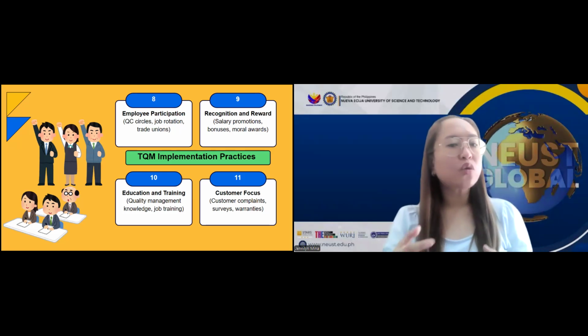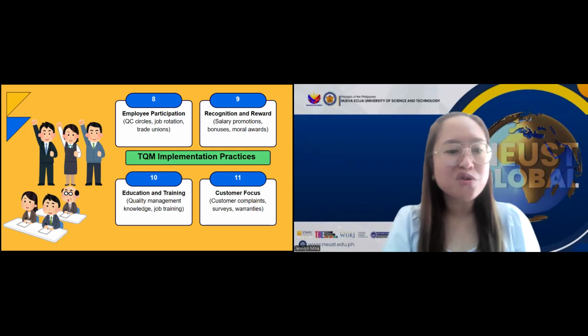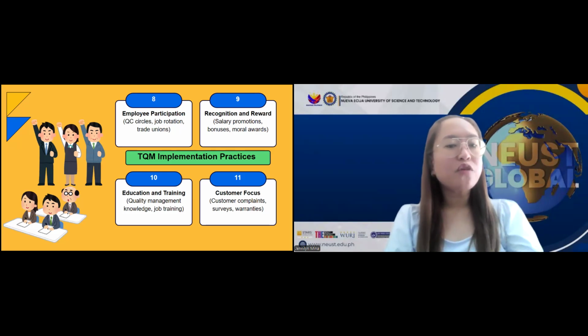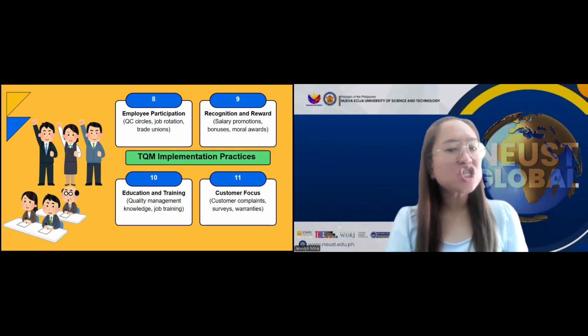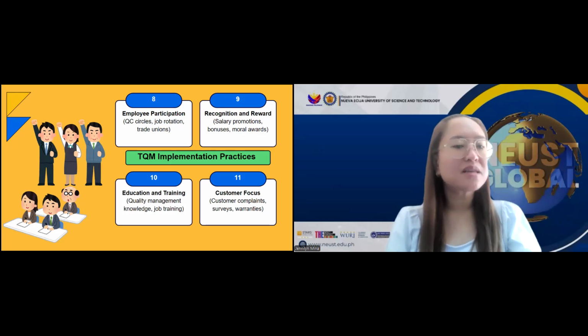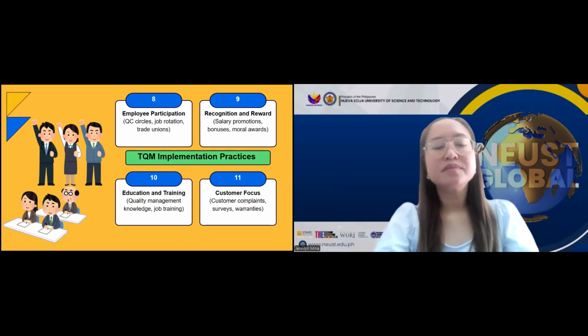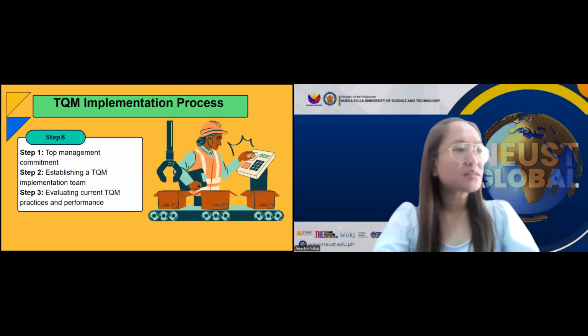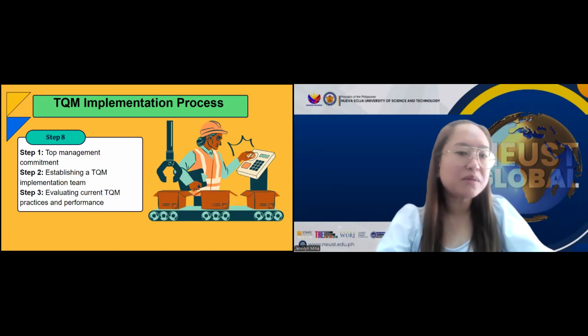They offer quality warranties and extend AppleCare services. They use a customer information system to track product issues, improve future designs, and they provide top-tier customer service at the Apple Store and online support. With that, let's proceed to the next topic, which is the total quality management implementation process.